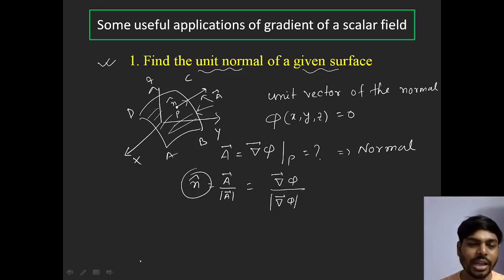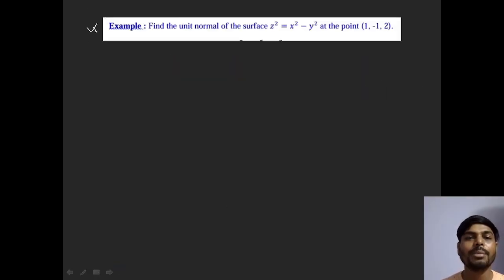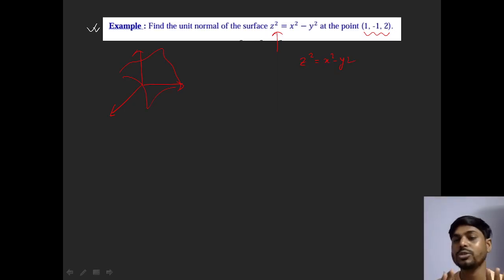So let's take one example and it becomes very clear to you. One surface is given. The equation of the surface is z square equal to x square minus y square, and you have to find the unit normal at the point (1, -1, 2). Although this is not the true surface according to the given equation, to make it clear, we have just drawn this one.